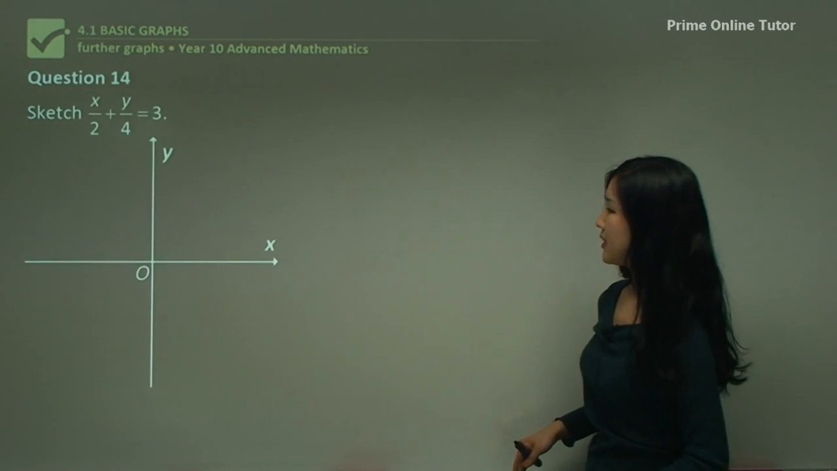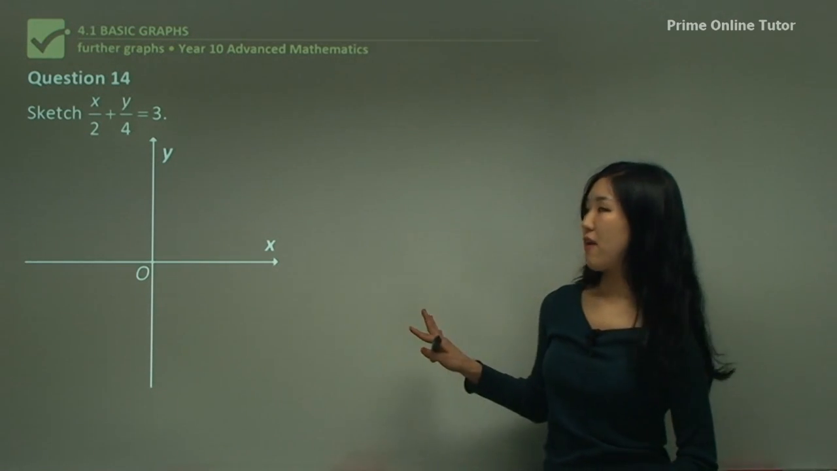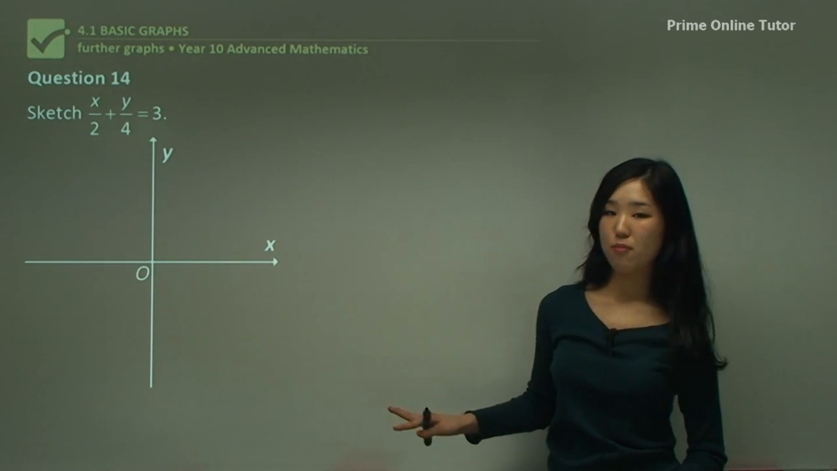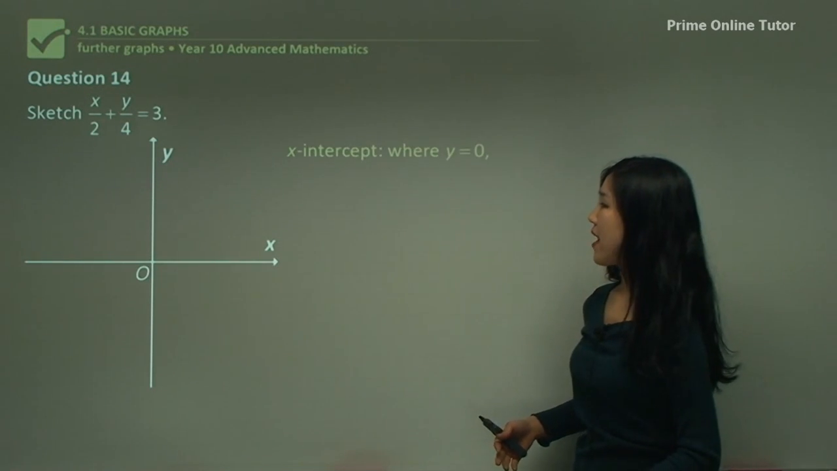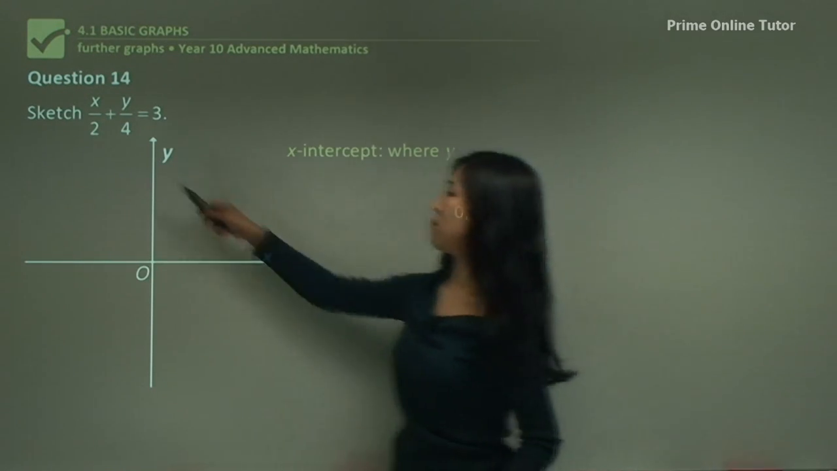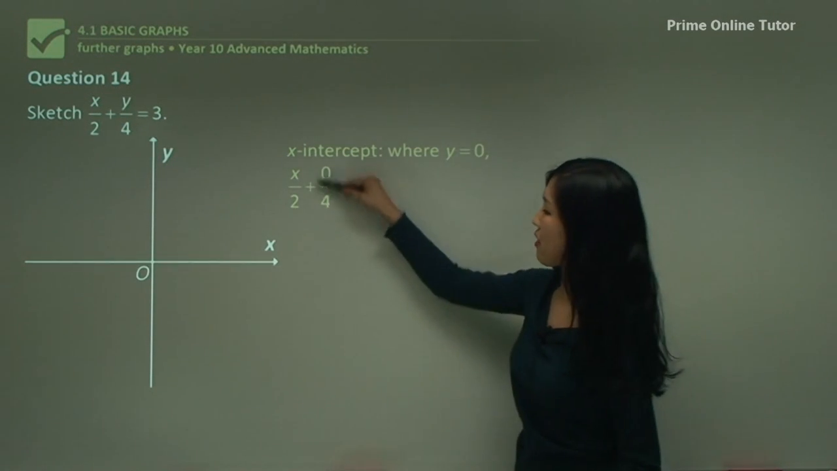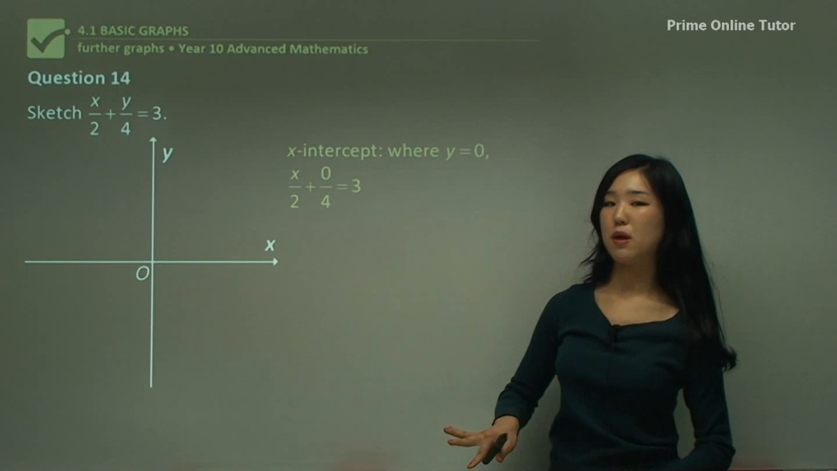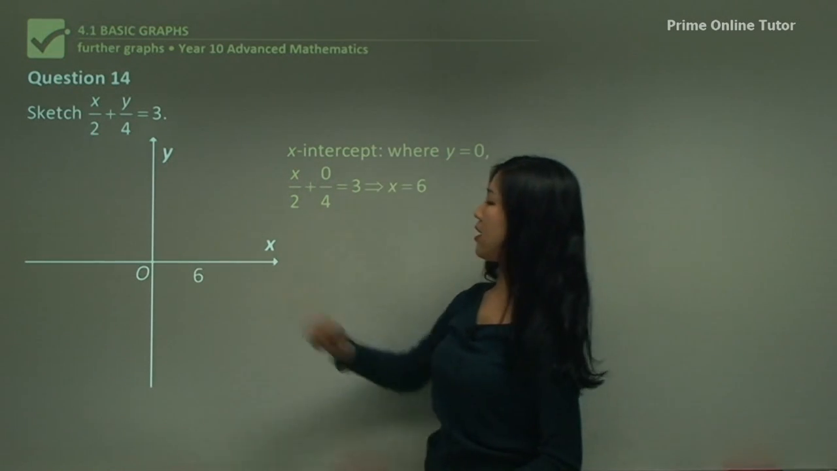Okay, question 14 says sketch x on 2 plus y on 4 equals 3. I know there's fractions, but don't worry, just start off by finding your x and y intercepts as usual. Okay, so my x-intercept, when y equals 0, put 0 into y, like this. So this whole fraction would become 0, right? And then multiply both sides by 2 to get x equals 6. Okay, and then plot it.